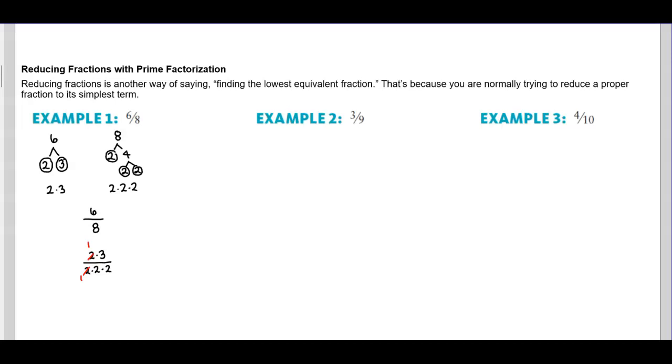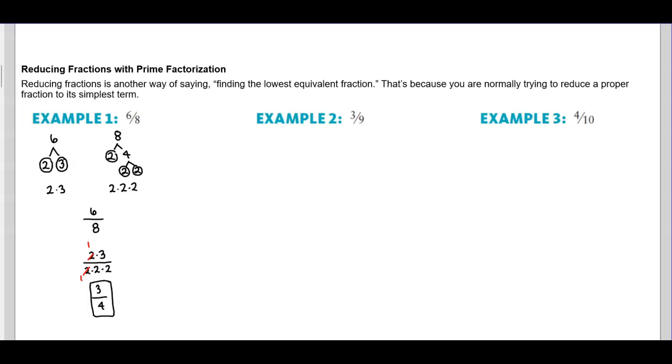So if we take a look at the numerator, now we have 1 times 3, which is going to give us 3 in the numerator. In the denominator, we're going to have 1 times 2 times 2, which is 4. So therefore, we reduce this fraction to 3/4. Let's take a look at example 2.